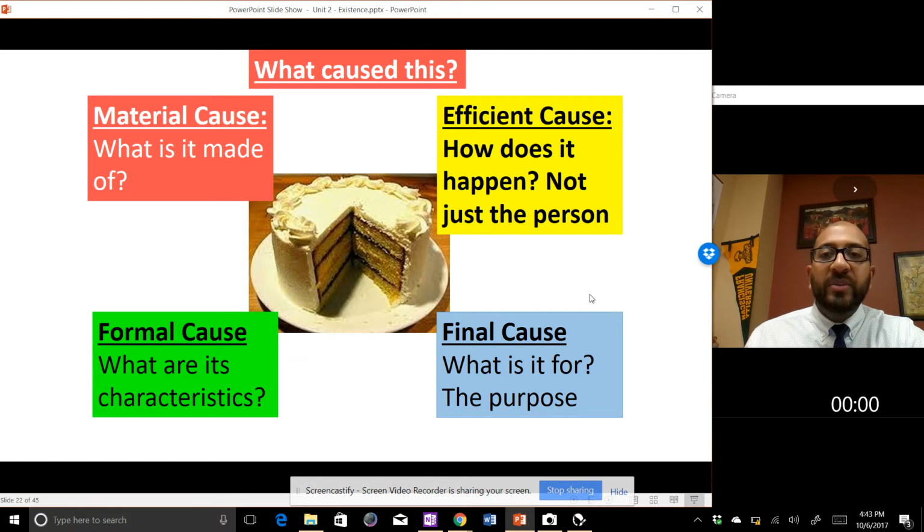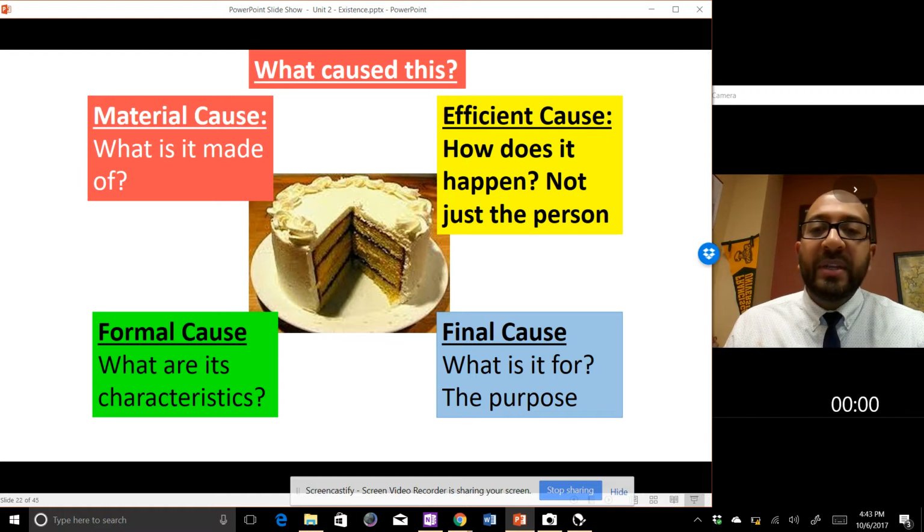All right, so let's look at the cake again. Material cause is what is it made of? The efficient cause is how did it happen? It's not just the baker, but what does the baker do? He bakes. How does he bake? He uses an oven. What are the tools, the things that go in to move the material and turn it into its actualization? So what moves ingredients that have the potential to be a cake? What moves it, transforms it into the cake?